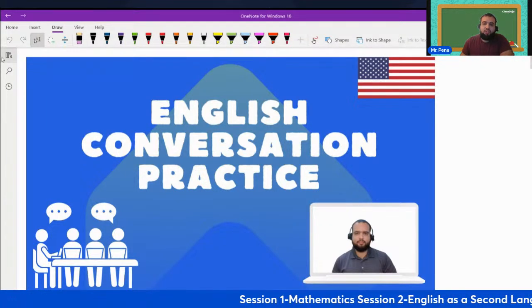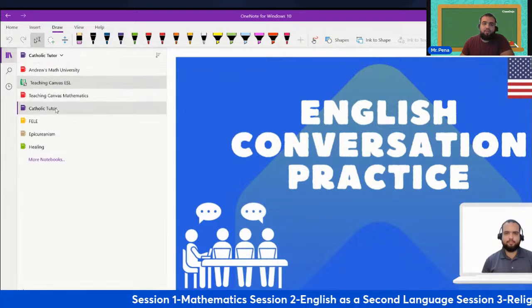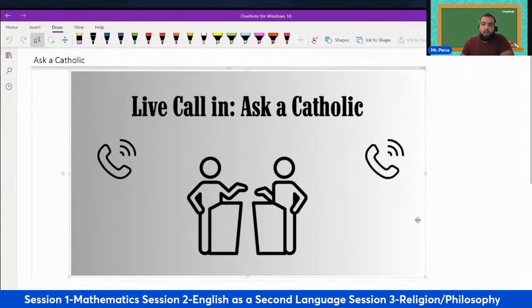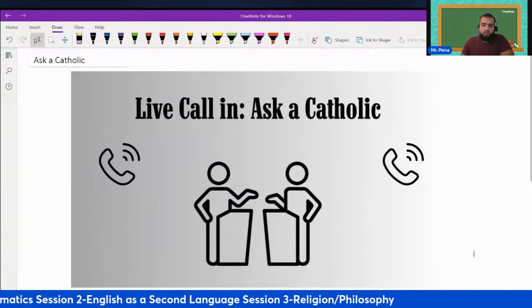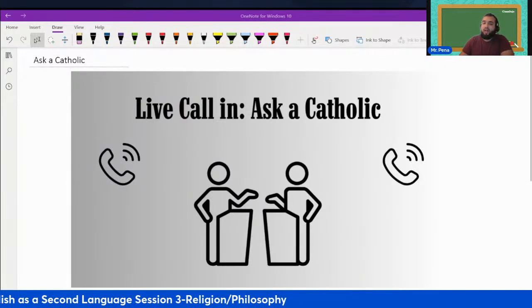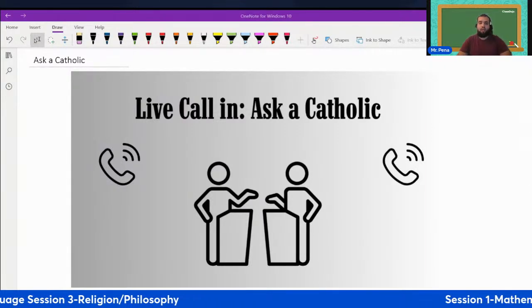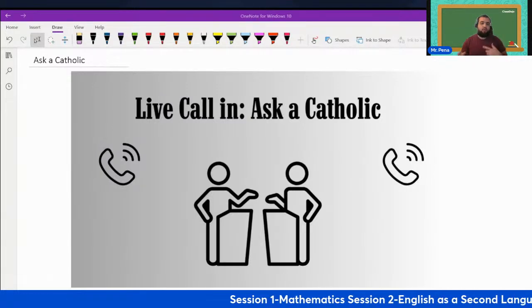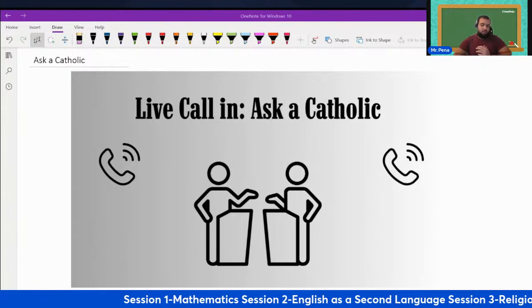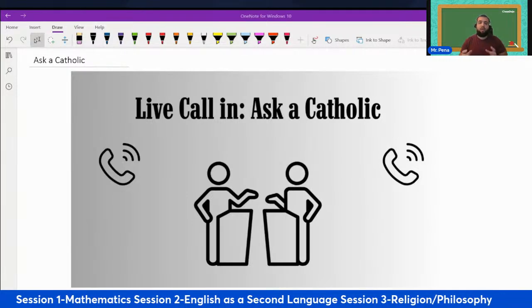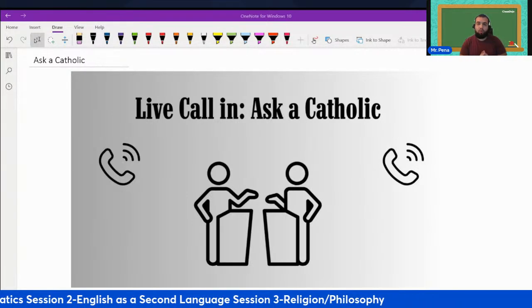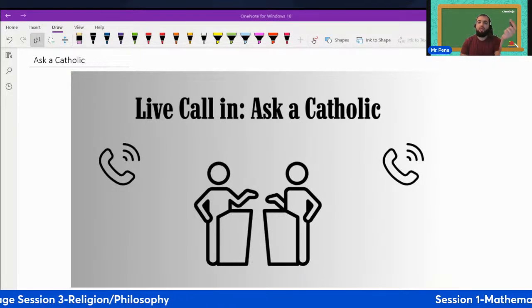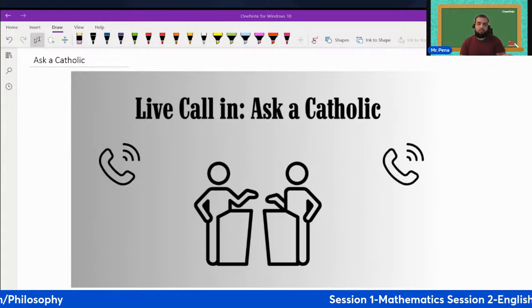The last portion of the night is now going to be devoted to our religion and philosophy portion. If you're not into religion, no offense, I don't get upset. We can talk about anything that has to do with religion as a way to practice our English, but we are getting into the last portion, as you can see on the screen: mathematics, learning English as a second language, and now religion. So we're about to get into it.